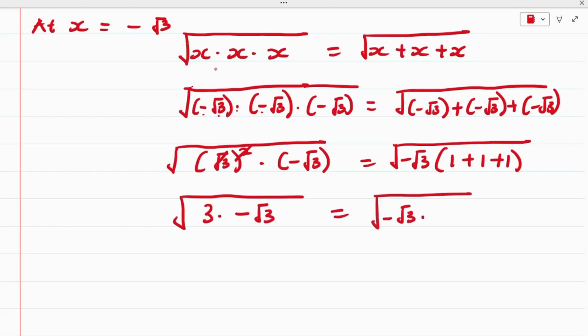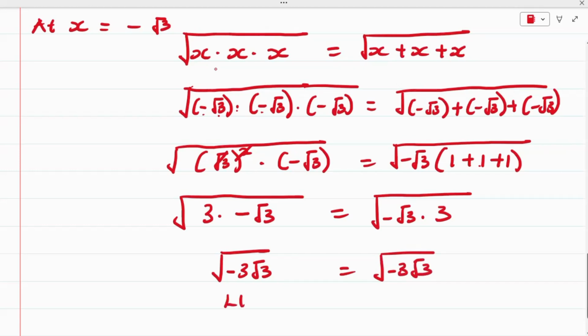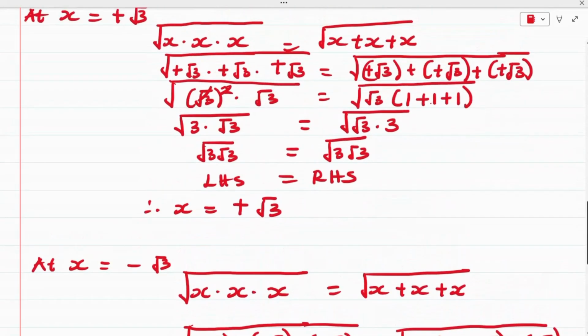minus root 3 multiply 1 plus 1 plus 1, which is 3. So we have the square root of minus 3 root 3 is equal to the square root of minus 3 root 3. So the left hand side is equal to the right hand side. So we say that x is equal to minus root 3. So we have been able to verify all of the values of x right here.